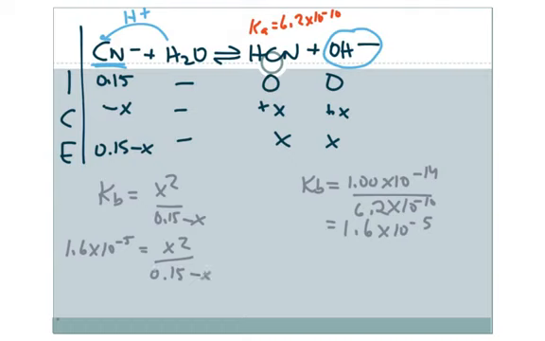Again, we have a small enough K that we could do 100 rule, or it's probably big enough we can do quadratic. You decide how you want to solve it here. I'm going to use 100 rule again, just to remind you of that new change for 5% rule. You can solve however way. We should get the same answer at the end.